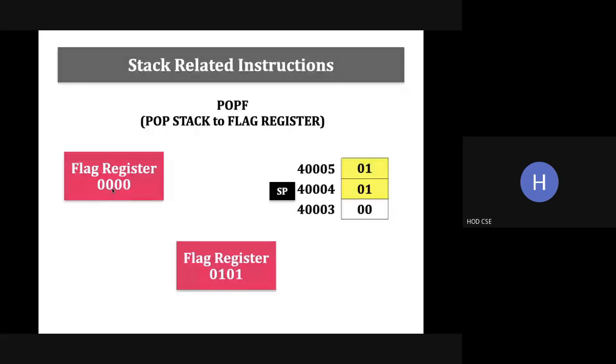So like this, if you want to get the data into the flag register, we use this POPF instruction. So this is the stack content 0101. So after execution of this instruction POPF, the content of the flag register will be 0101, right? And here input and output instructions. So these instructions are used to transfer the data to the output devices.